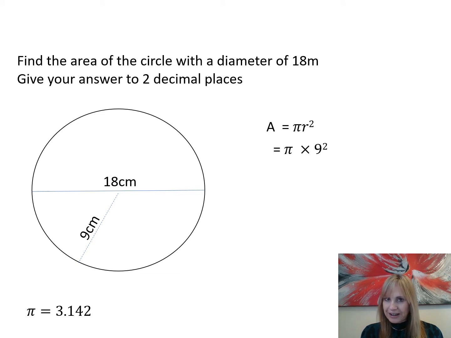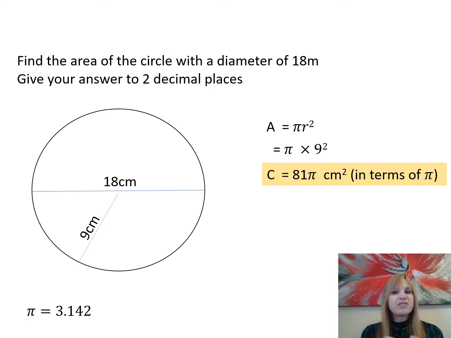Well, there's a non-calculator answer. 9 squared, 9 times 9 is 81. When we times that by pi, just put that pi sign after it. So 81 pi centimeters squared. That's in terms of pi.